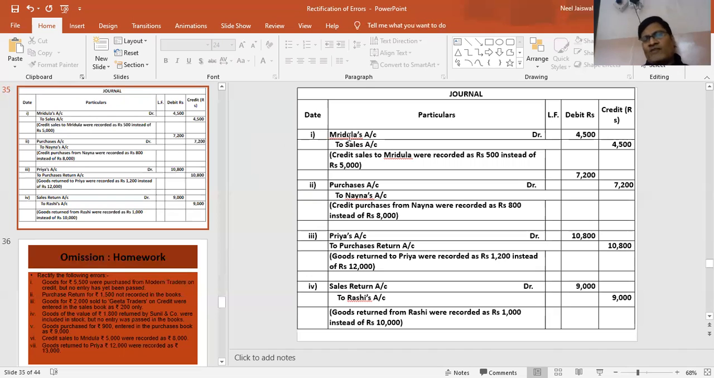So simply the rectified entry, for which you will get marks. This is the way you will be doing. Those two you will be doing in rough, the correct and the wrong. The rectified entry you will be doing in the fair. Mridula to sales, 4,500, 4,500.